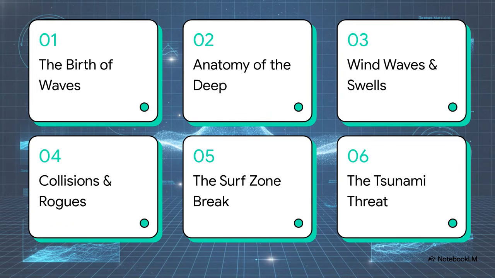Okay, let's dive right into this. Here are the core parameters for our digital ocean today. Section 1, the birth of waves. 2, anatomy of the deep. 3, wind waves and swells. 4, collisions and rogue waves. 5, the surf zone break. And finally 6, the tsunami threat.